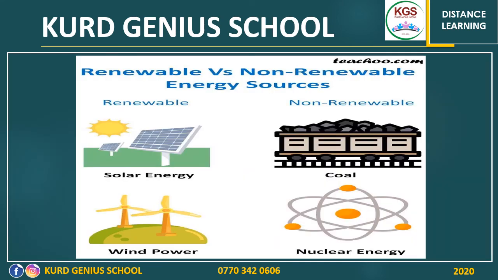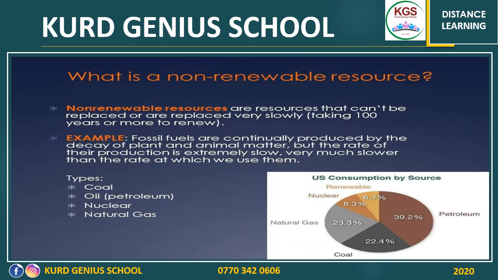As I mentioned, we have two types of energy resources: renewable and non-renewable. Renewable resources are hydroelectric energy, wind energy, biomass, and solar energy. But non-renewable energy, as I mentioned, needs more than 100 years to be formed. It takes a long time to form, like coal, nuclear energy, charcoal, and different types of energy that are types of fossil fuels.